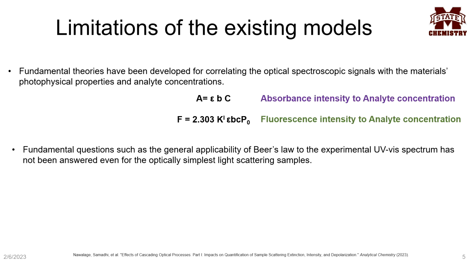Many of the models developed for correlating analyte photophysical properties with analyte concentration are developed for optically simple samples. By optically simple samples, I mean that the cascading optical processes triggered by individual excitation photons are negligibly small. The fate of the scattered photons is extraordinarily complicated, even in the simplest light scattering sample, where the analytes are pure light scatterers with no absorption or emission.